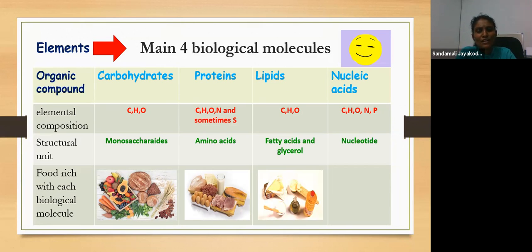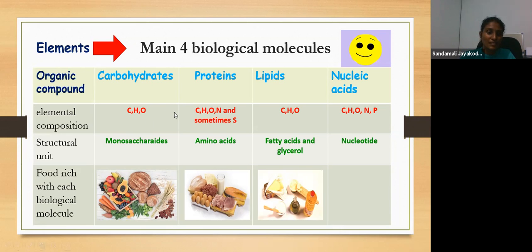First of all, we are going to look at their elemental composition. At the first of the lesson, I told you that all the chemical compounds are made up of elements. We are not going to learn all of the biological molecules, all of the chemical compounds, but only these four major biological molecules. So we have to know what the elements in those are. I have prepared a table like this, then you can remember all of these things.